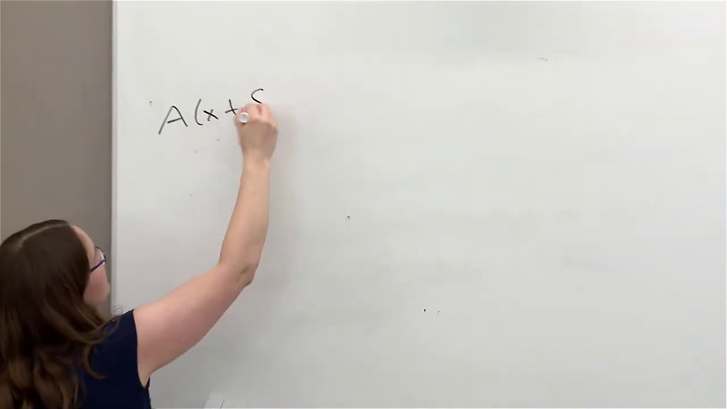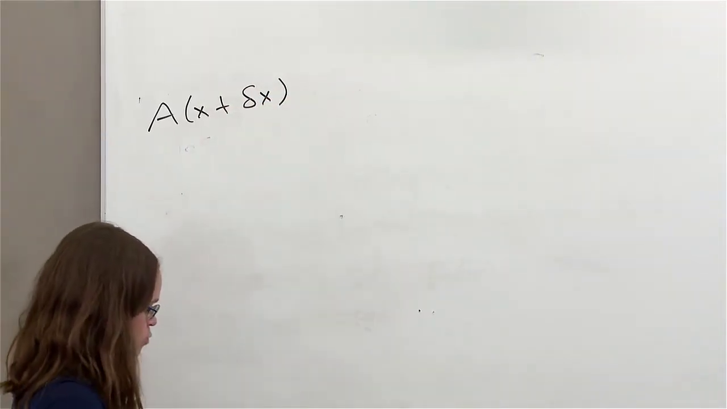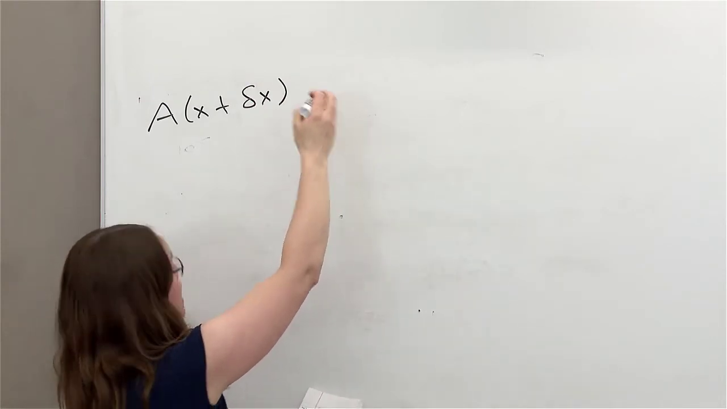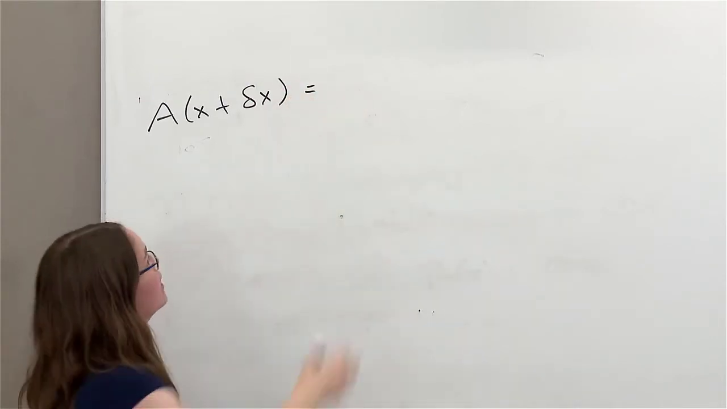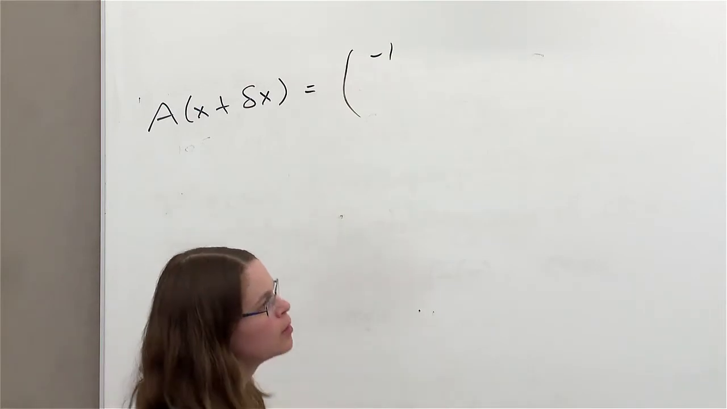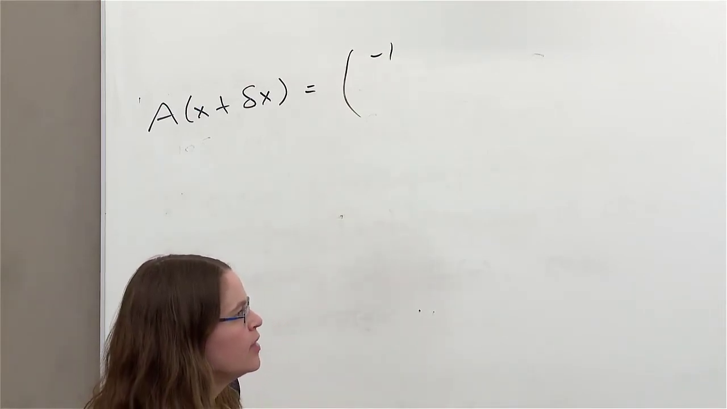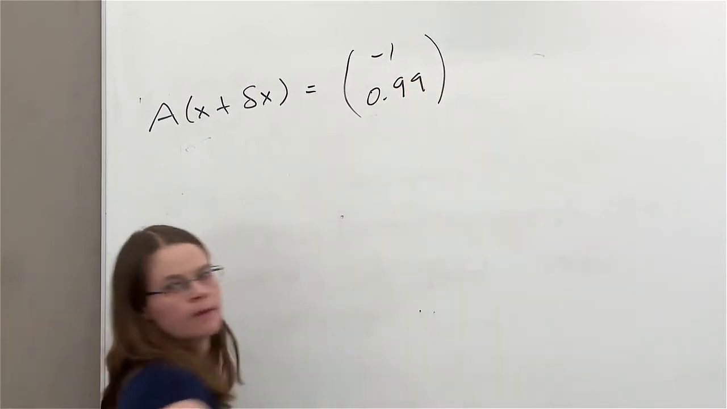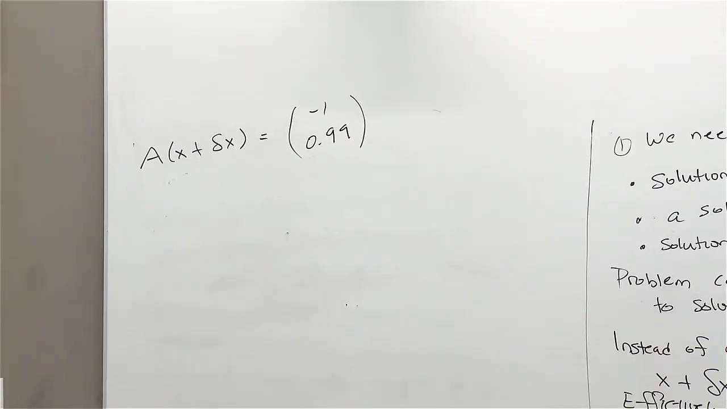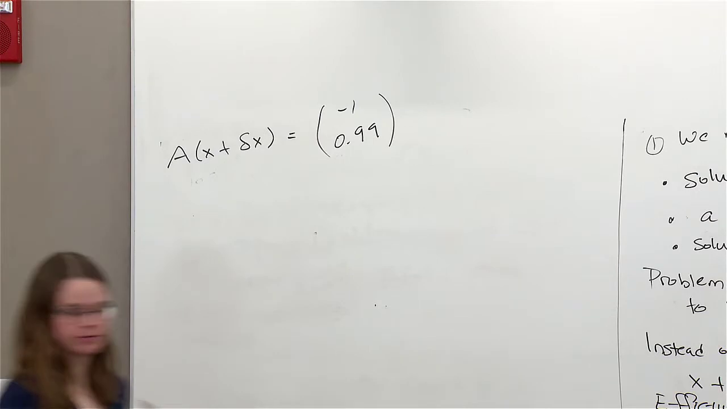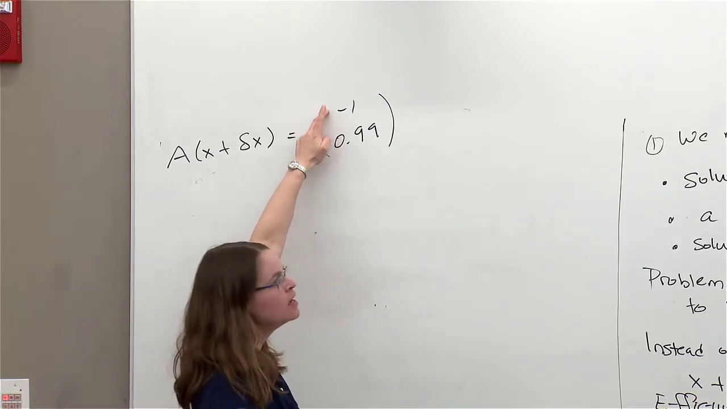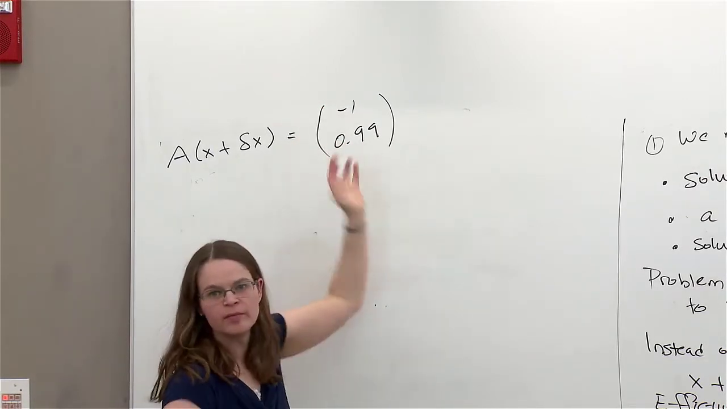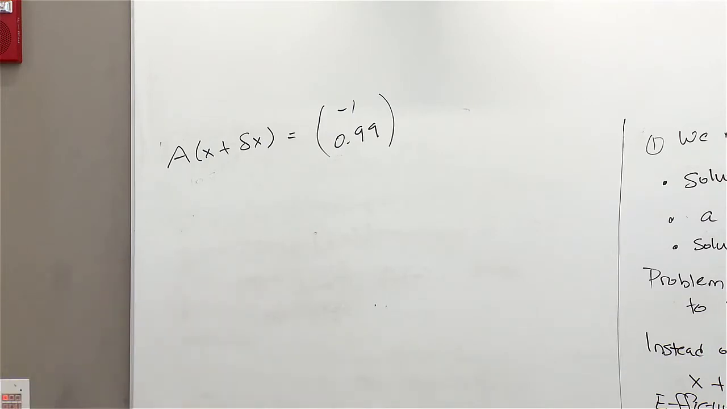So we do x plus delta x, and what do we get? We get minus 1, and then we get 0.99. That looks pretty close, right? So this component is correct. This component is off by about 1%. Not bad.